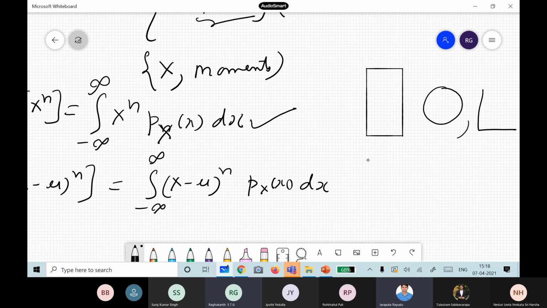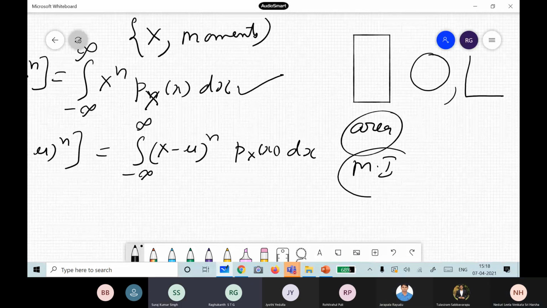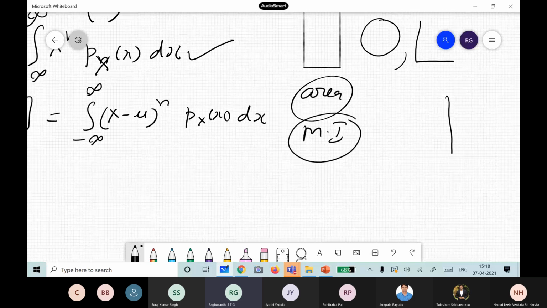One is area. We describe all these shapes by their area. The other thing is moment of inertia. So these are all nothing but moments only. We don't write the equation of a channel section in steel tables. If you see a channel section or angle section, we don't write any equation describing it. The easiest way is to find its area and moment of inertia about this side and that side. Same thing in probability theory, like for a normal distribution.